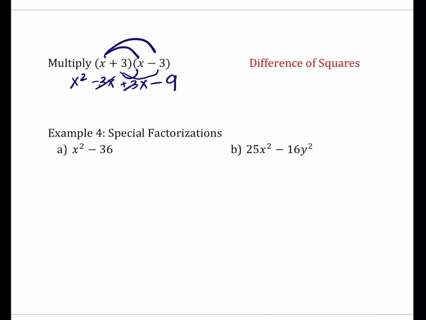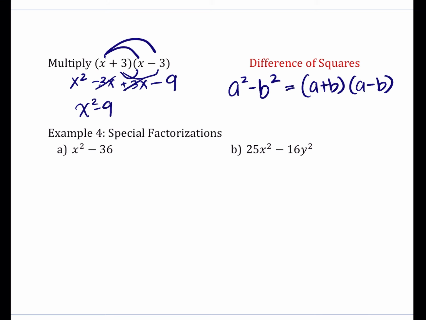Notice that these two actually cancel each other. We have a positive and negative of the same term. So I'm left with x squared minus 9. So we have a product of binomials that look a certain way, and then when I multiply them together, I'm left with x squared minus 9. So this will actually lead us to the difference of squares. So if you have something in the form a squared minus b squared, it only works if it's minus, it'll actually factor out to a plus b times a minus b.